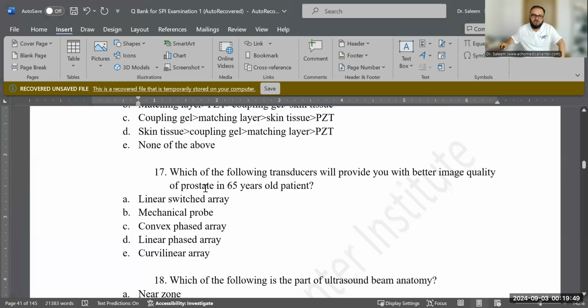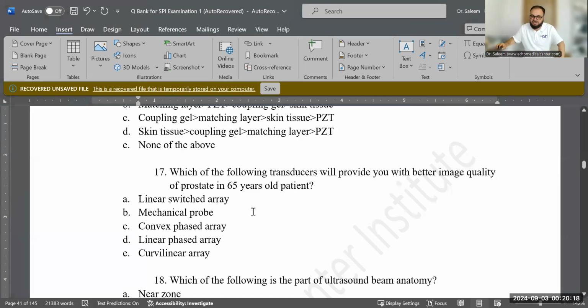Okay, next. Which of the following transducers will provide you with better image quality of prostate in a patient of 65 years old? What do you think? A patient came to you and he is 65 years old. You want to scan the prostate in this man. So what do you think? Which of the following probes will give you better image quality? Like the best image quality?